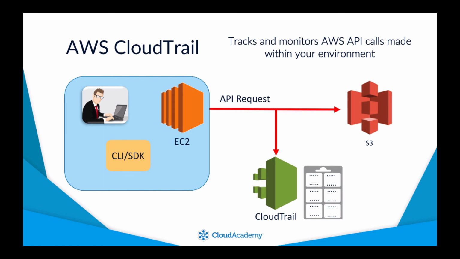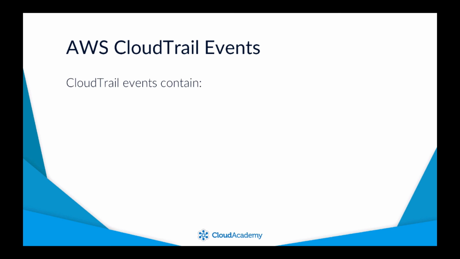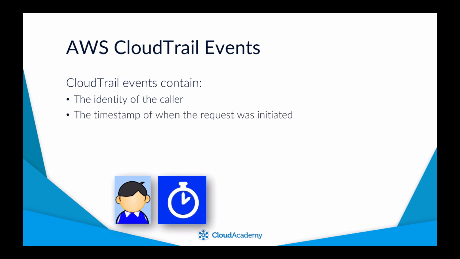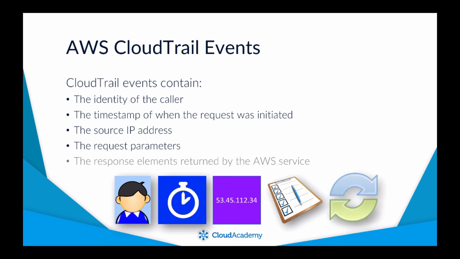The details recorded within CloudTrail events contain the following information about the API call: the identity of the caller, the timestamp of when the request was initiated, the source IP address, the request parameters, the response elements returned by the AWS service. Having these details is great from a security point of view, as it provides very specific information about where an API call originated and which identity initiated the request. If malicious activity was found, then a number of security blocks could be implemented quickly to prevent the user from causing any more damage. For example, their account could be removed and their IP address blocked at a NACL level.